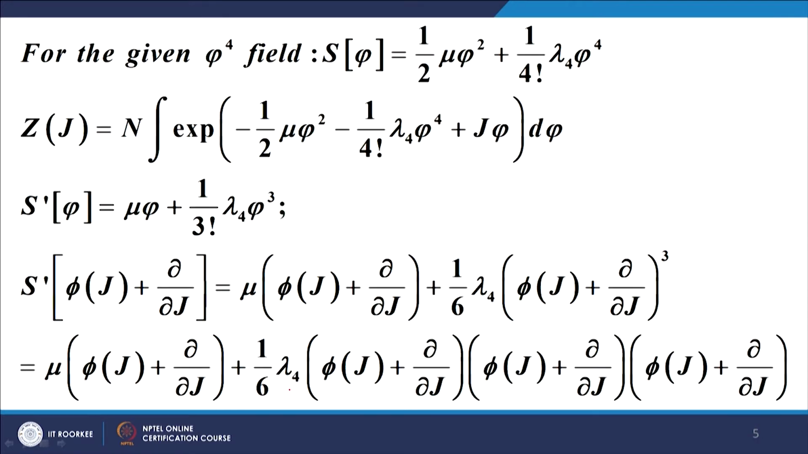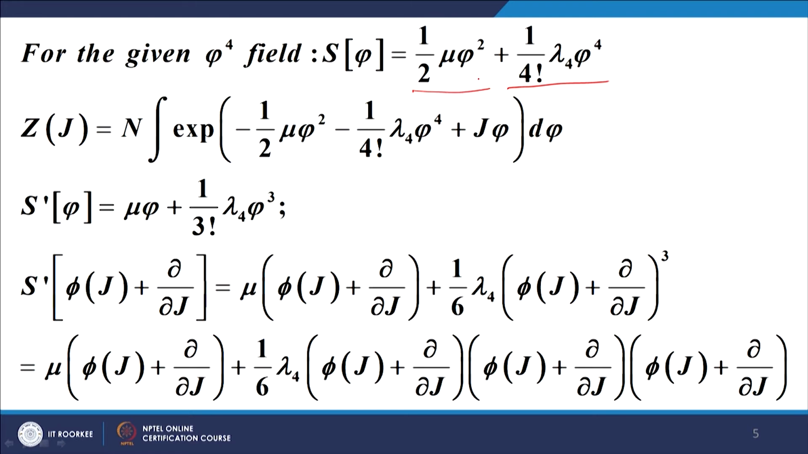Now, let us see what we get for the phi 4 field, which is given by this expression: 1 by 2 mu sigma mu phi square plus 1 by 4 factorial lambda 4 phi to the power 4. This is the action that we are considering. The interaction term is the second one, and the free field term is the first one.